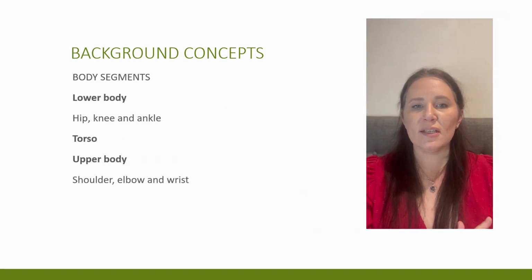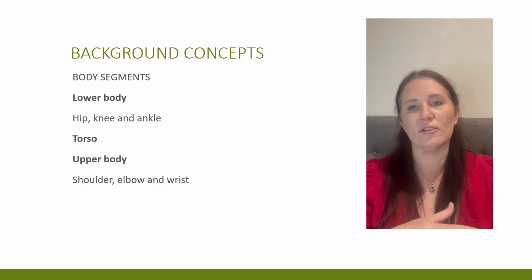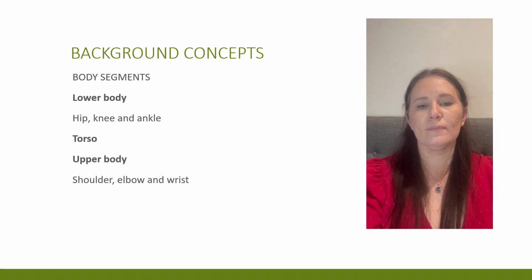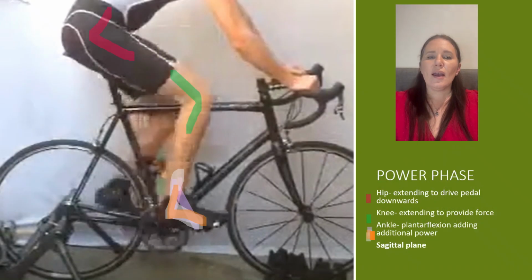As expected in stationary cycling, the body segments that we'll be looking at most will be the lower body segments, so the hip, the knee and the ankle as far as joints go, a bit on the torso or the core, and a little bit touching on the shoulders, the elbows and the wrist, although they're mainly stationary. As discussed, we'll be looking at the 4 phases of the cycling cycle. So we'll start off with the power phase.